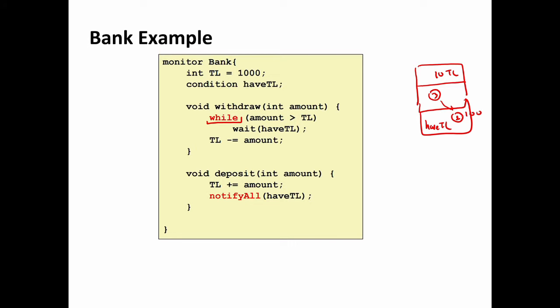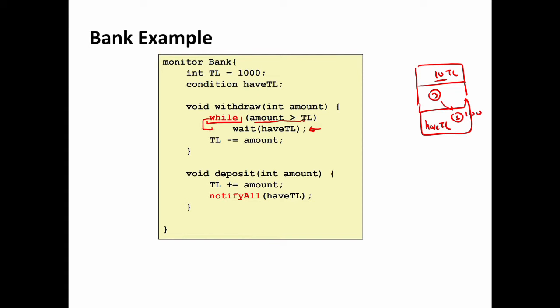So what it means is, when number one wakes up, he has to check whether the money is sufficient here. This while ensures this. It waits in here. When it wakes up, it checks whether the amount is less than what's deposited here. If there is still not sufficient money, then it will go back into the waiting room.